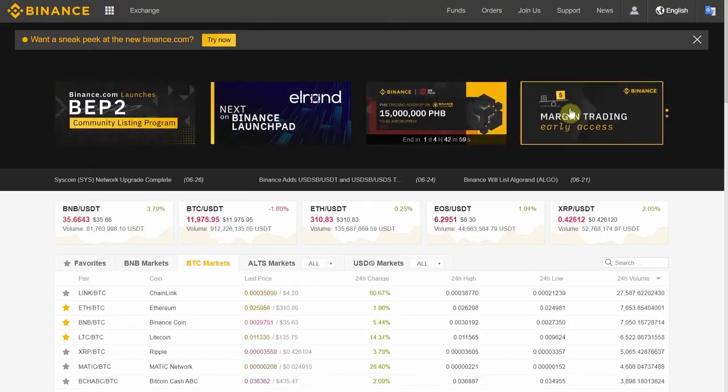And yeah, there's margin trading too, that they're actually inviting people to take part in. If you're starting out, please don't mess around with margin trading. Yep, that's it. So let's go ahead and try Binance 2.0.